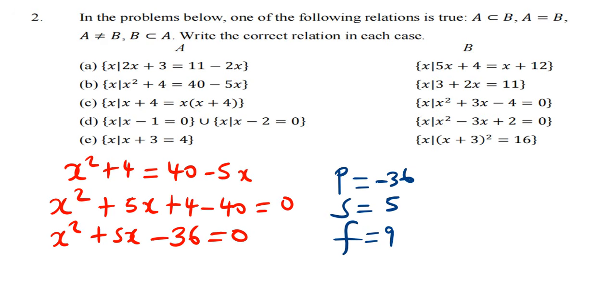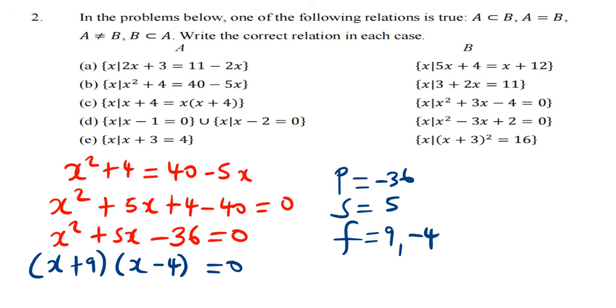So a 9 and a negative 4, they're able to do that. When I add them, they'll give us a 5, but when we multiply them, they'll give us a negative 36. So therefore, in this case, we're going to have x plus 9, x minus 4, and this will be equal to 0. Now you know what this expression means. It just means that x plus 9 is equal to 0 and x minus 4 is equal to 0.